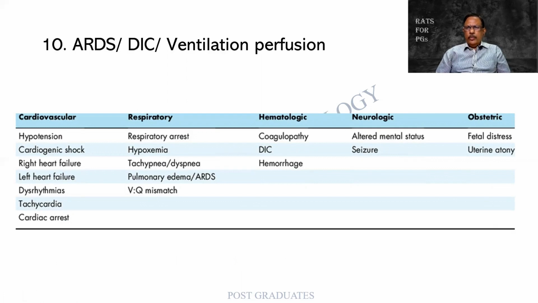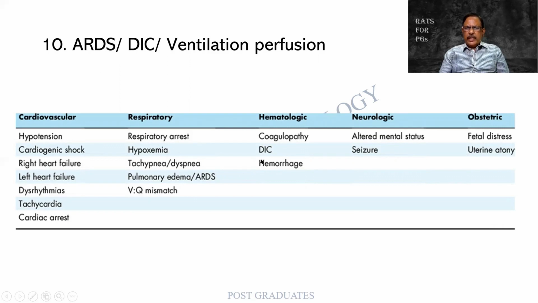Respiratory distress syndrome. This also I have covered for the undergraduates in R.A.T.S. It is worth visiting that particular topic because it is a little complex, but then easier to understand through R.A.T.S. Adult respiratory distress syndrome, disseminated intravascular coagulation, and ventilation hypoperfusion. So these are the important things.